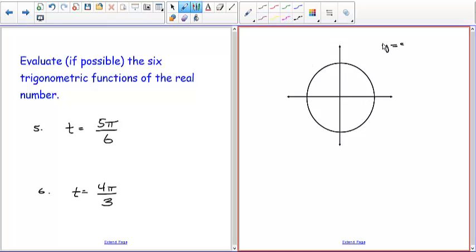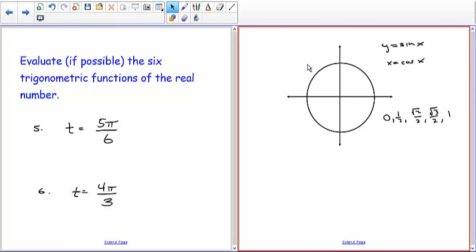Y equals the sine of x, x equals the cosine of x, and the values are 0, 1/2, square root of 2 over 2, square root of 3 over 2, and 1. Okay, so let's see where we are. 5 pi over 6. Okay, 6 pi over 6 is 1. So 5 pi over 6 is just 1/6 less.